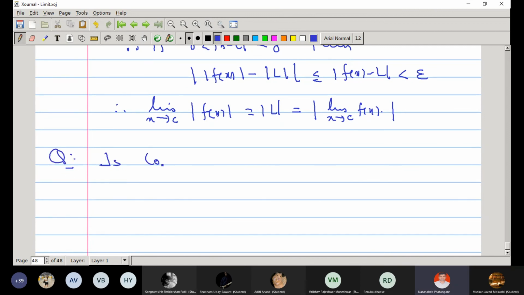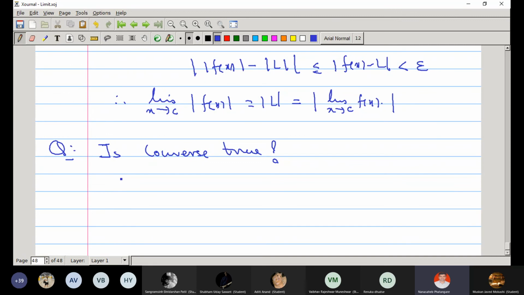So is the converse true? Is the converse of the above theorem true? That is, what is the converse? If the limit of the absolute value of f exists, does this imply that the limit as x tends to c of f(x) exists?